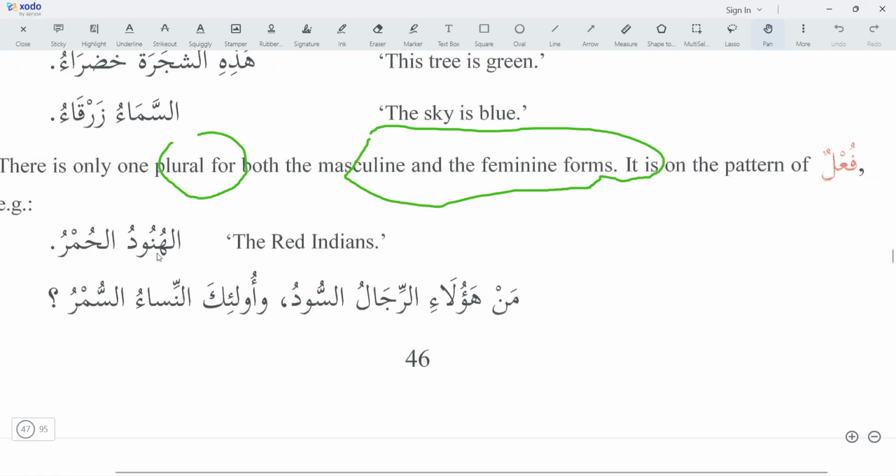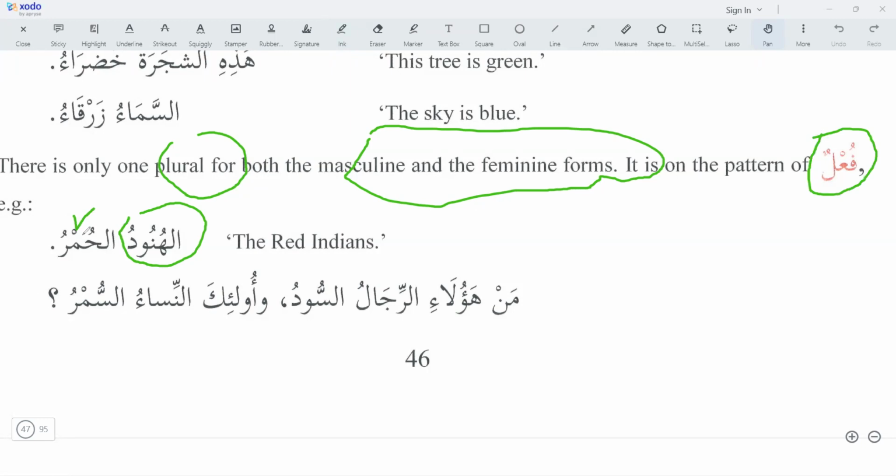Al-hunudul humru. Al-hunud means the Indians. Al-humru, red. Al-humru is on the pattern of Folun.